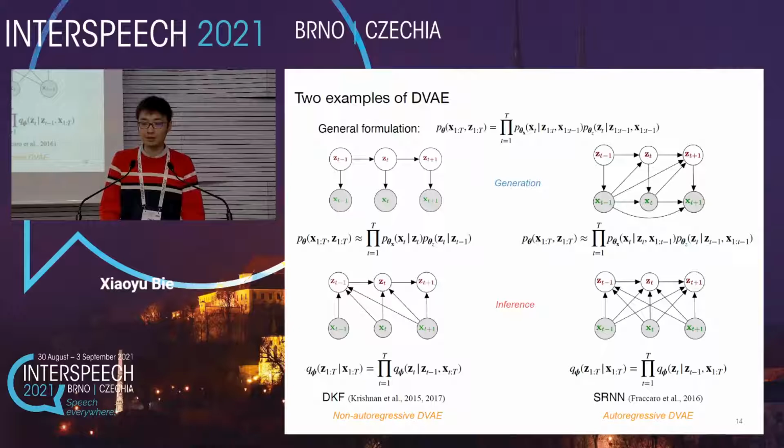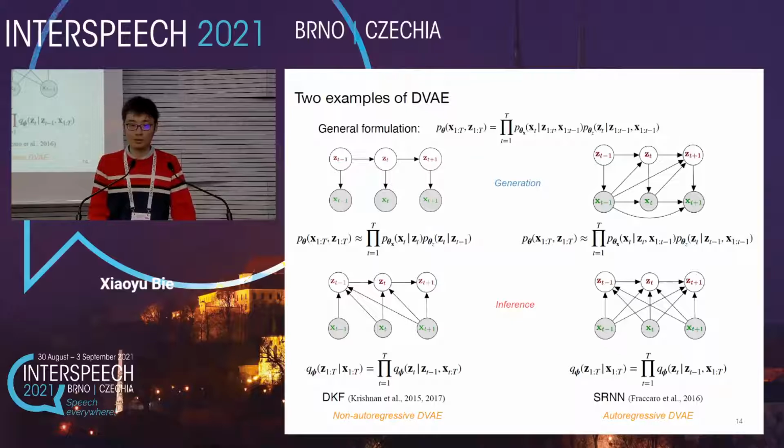Before going to the experiment session, there is one more thing to be noted: the DVAE family can be divided into two categories. We call them the non-autoregressive DVAE and the autoregressive DVAE. For non-autoregressive, the observed data x will only be generated from the latent variable z. It can either be a single latent variable zt or a sequence of latent variables. And for autoregressive DVAE, it can also have dependencies on its previous observation. So normally it will depend on zt minus 1, and it will depend on xt minus 1 or x1 to t minus 1.